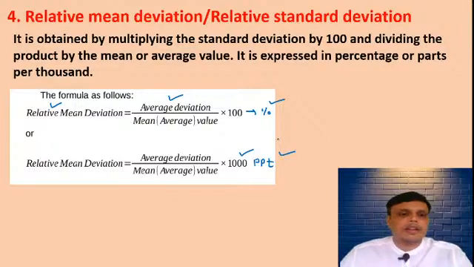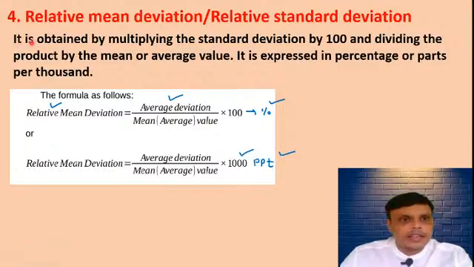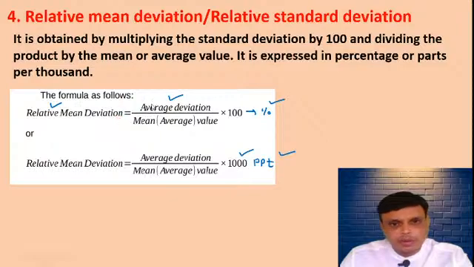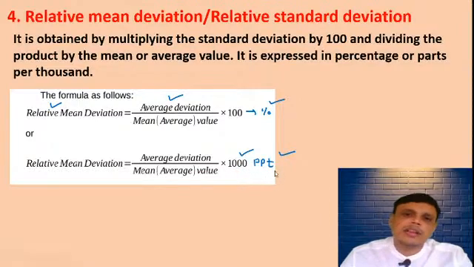So this is the relative mean deviation. What is the relative mean deviation? It is obtained by multiplying the standard deviation by 100 and dividing the product by mean or average value. It is expressed in terms of percentage or parts per 1000. The formula: relative mean deviation is equal to average deviation divided by mean value multiplied by 100, then it will come in terms of percentage. Second formula: multiplied by 1000, it will come in terms of parts per 1000.